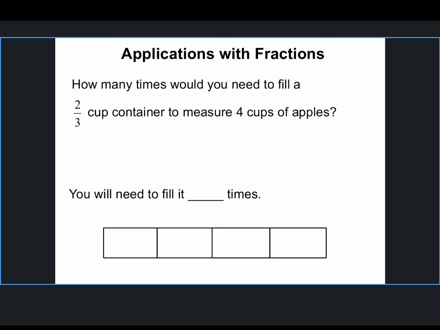You want to fill up 4. So you actually want to start with 4 over 1. And you want to figure out how many times it will take 2/3 to fill that up. In other words, we want to divide by 2/3. Okay? I want you to recognize that the first way didn't make sense, and seeing that it was 1/6 should tell us that it doesn't make sense.